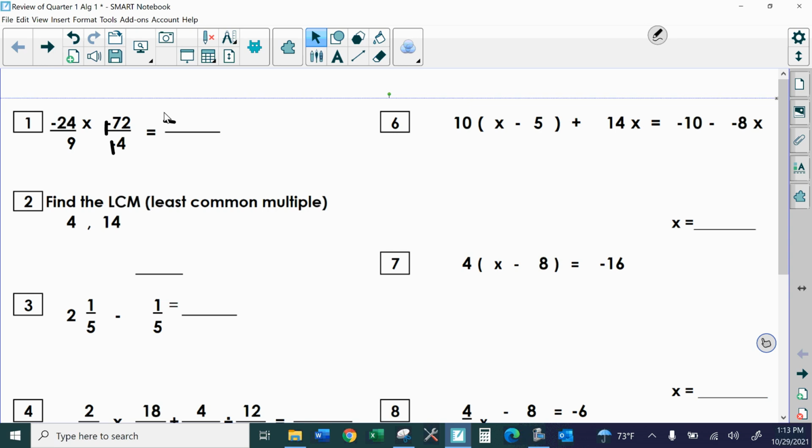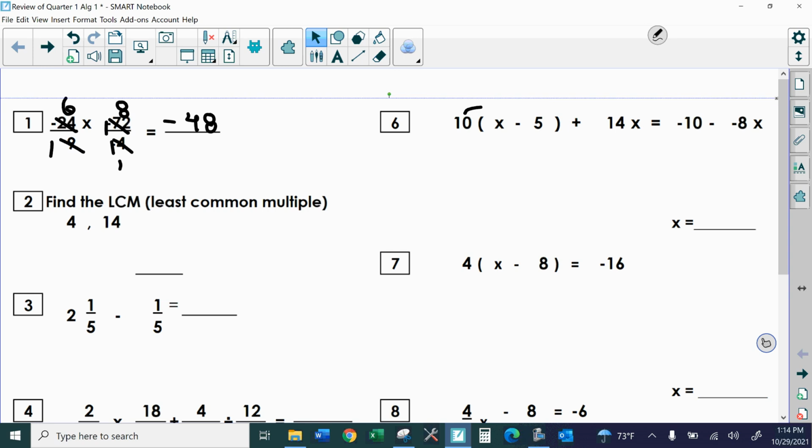The next thing I'm going to do is cross cancel. I look at how many times 9 goes into 72, goes in 8 times. 9 goes in 9 once. 4 goes into 24 6 times, and into 4 once. So I have 8 times 6 is 48, divided by 1 is negative 48 there. I'm just going to go ahead and go across and work our way down.